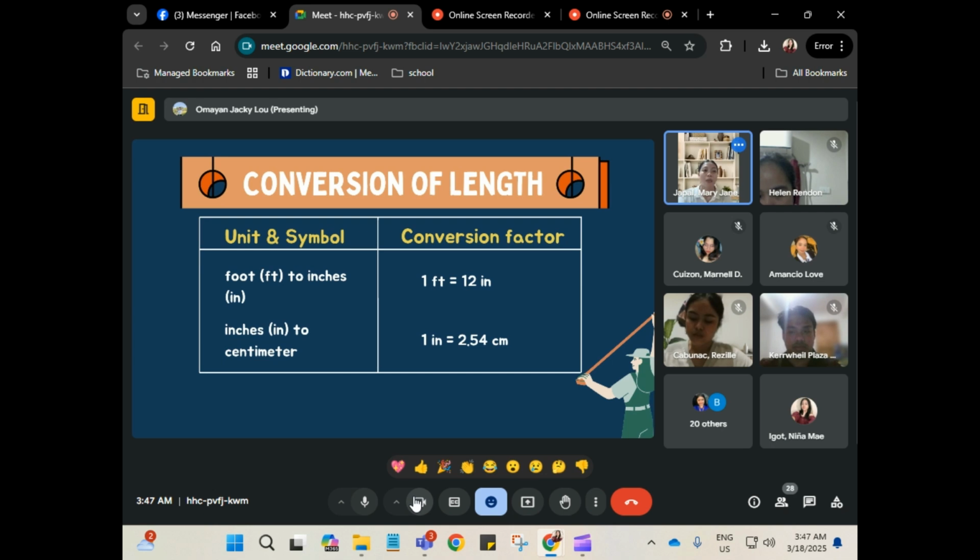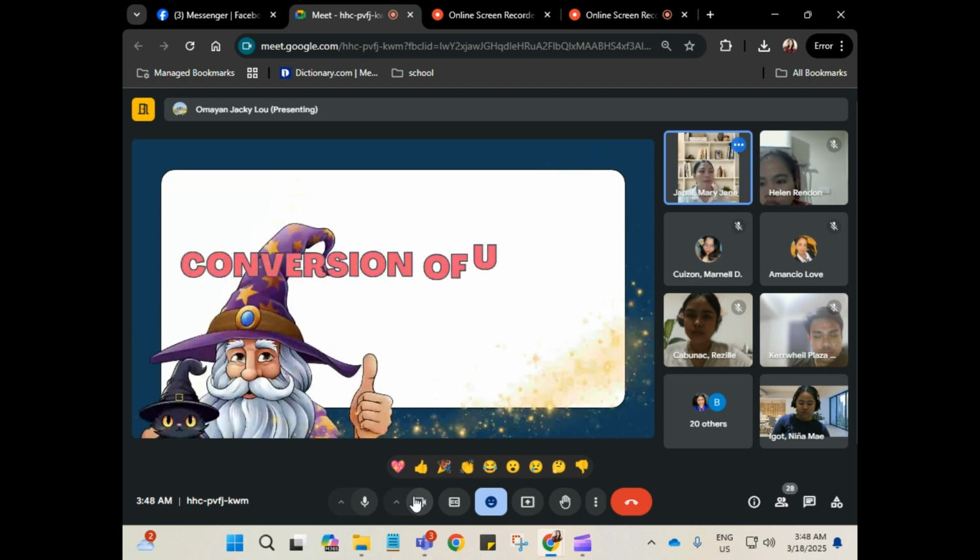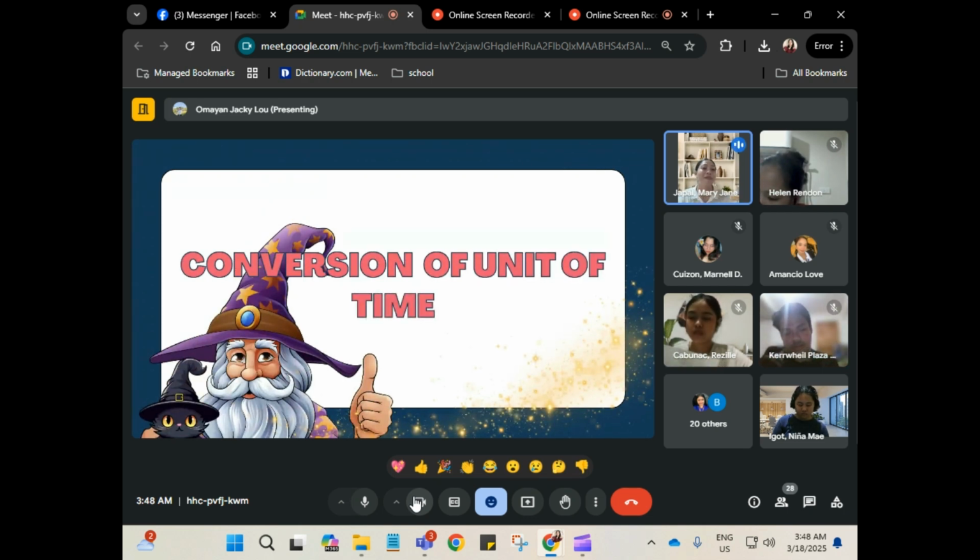Now, next slide, Jackie. An inch is equivalent to 2.54 centimeters. How many centimeters are there in 12 inches? So 12 times 2.54 is 30.48 centimeters. So next, Jackie. Wow, so that is all for the conversion of unit of length. Time passes by so quickly. So now let's go to the next step of becoming math wizards. We will go for the conversion of unit of time. So next, Jackie.